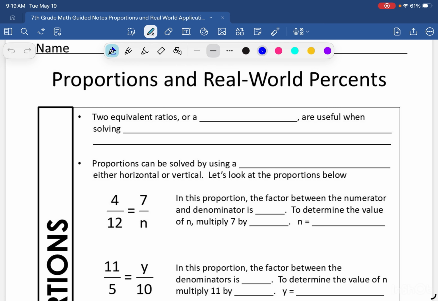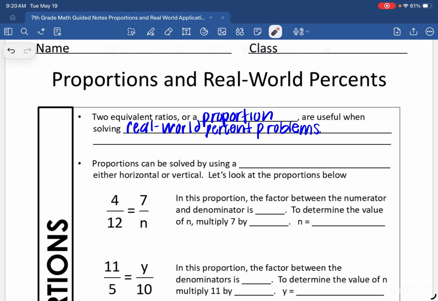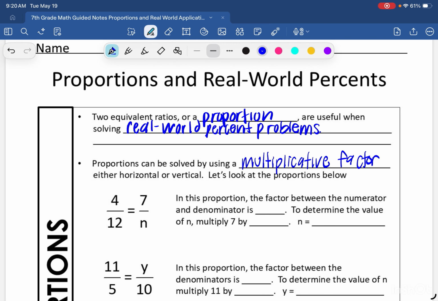Two equivalent ratios, or a proportion, are useful when solving real-world percent problems. A proportion is just another way to say two equivalent ratios. Proportions can be solved by using a multiplicative factor. The multiplicative factor can be either horizontal or vertical. Actually, there is a multiplicative factor both horizontal and vertical. You don't need to use both. One may be more obvious than another. Let's look at the proportions below.